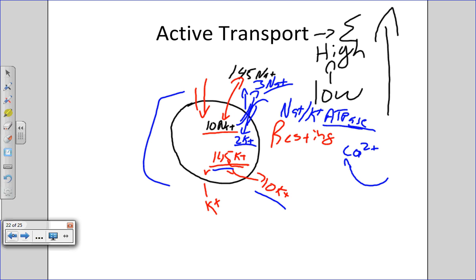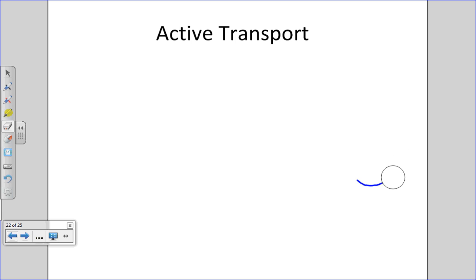Now, lastly, I talked a little bit about bulk transport, and there are 2 major types of bulk transport that happen in the body, and that's what's called exocytosis and endocytosis. I always miss one little part there. Exocytosis and endocytosis.